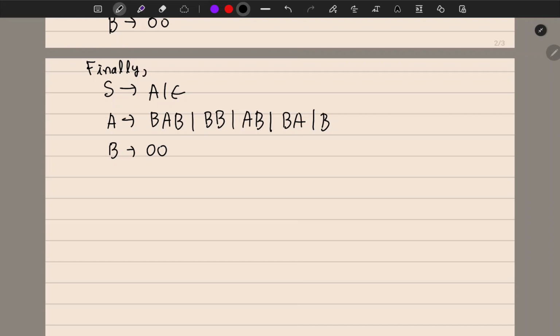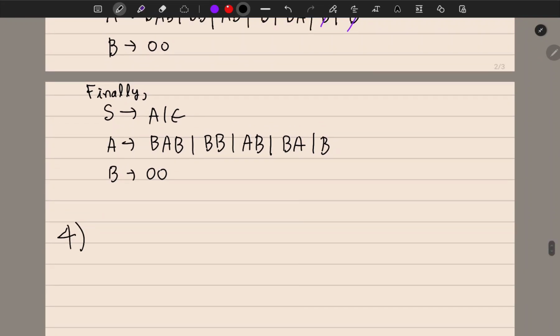Now we will move to the fourth step. The fourth step is to remove unit production. What are unit productions? Unit productions are those where the variable on the left side gives a single variable on the right side. So we can see that there is one unit production here. A gives B. One variable gives one variable. This cannot be present in Chomsky normal form.